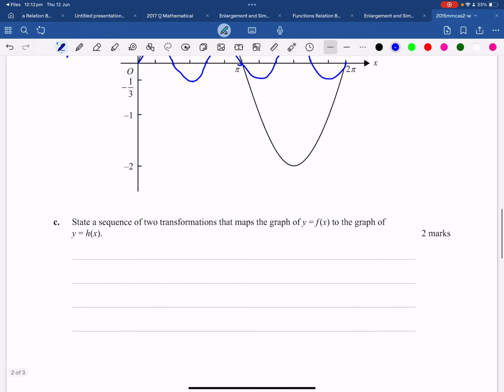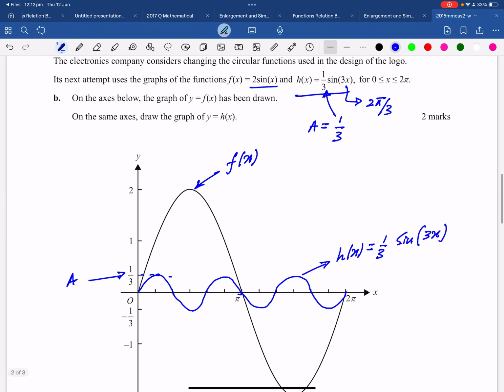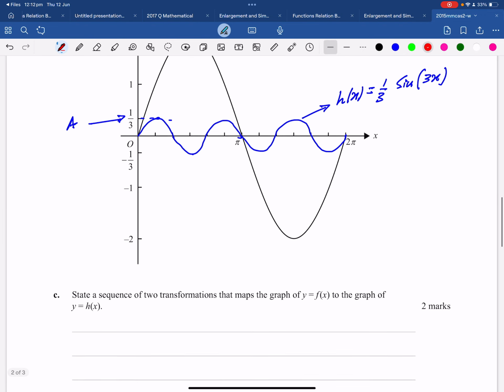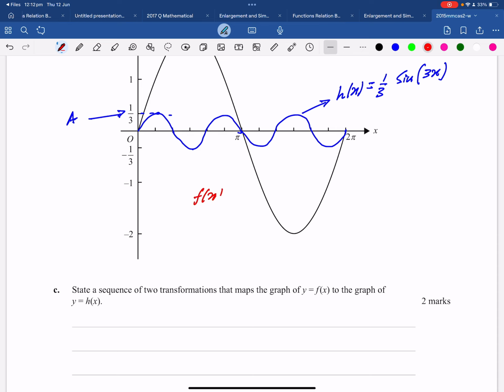Now let's go into this one. State the sequence of transformations that maps the graph of y equals f(x) to the graph of y equals h(x). We'll go with the fundamentals now. f(x) is equal to 2 sin x, and h(x) is equal to 1 divided by 3 sin 3x. So f(x) maps to h(x). I can take this one as y, and divide this by 2 as well, so it's going to be sin x.